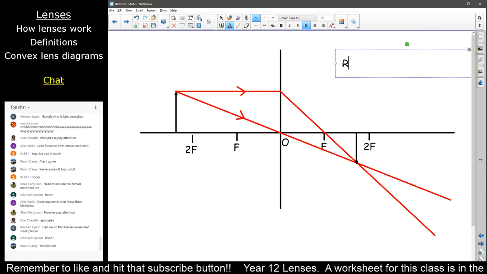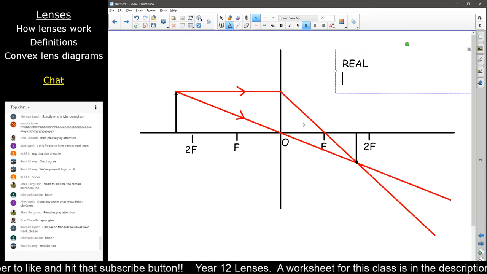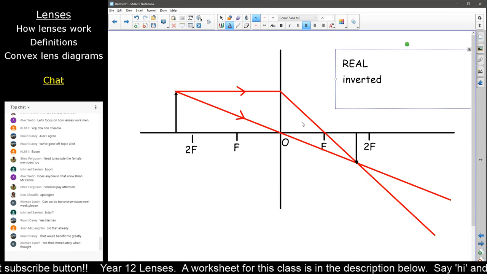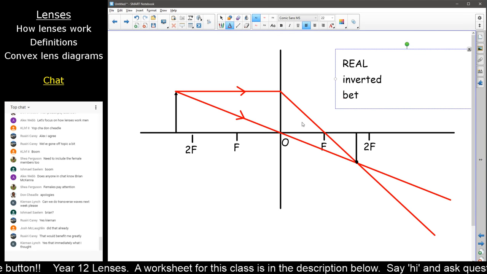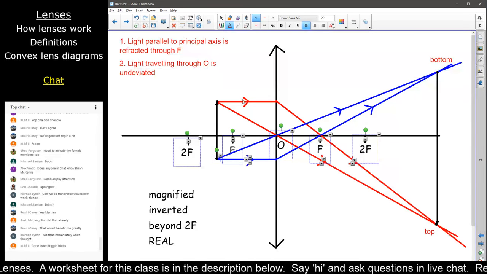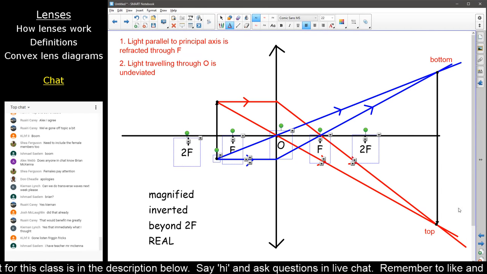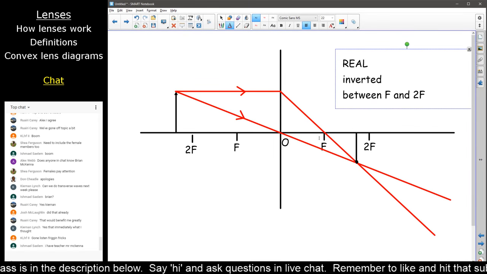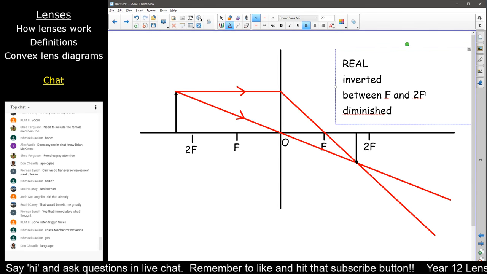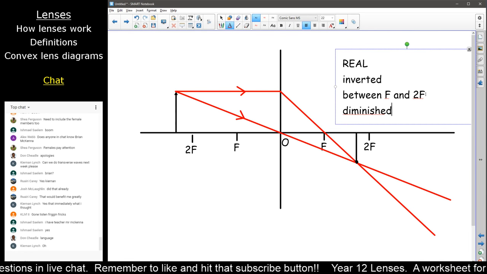Once again, we have a real image because actual light arrives there. Again, it's inverted. But this time, when we were beyond 2F, our image is formed between F and 2F. Which sort of makes sense, because if you ran this one backwards, you would expect to end up with this. The light would have to come back through here and do that again. And then finally, instead of being magnified this time, it's smaller. And we don't say smaller, we say diminished. Is that all right? Happy? I hope so, anyway.